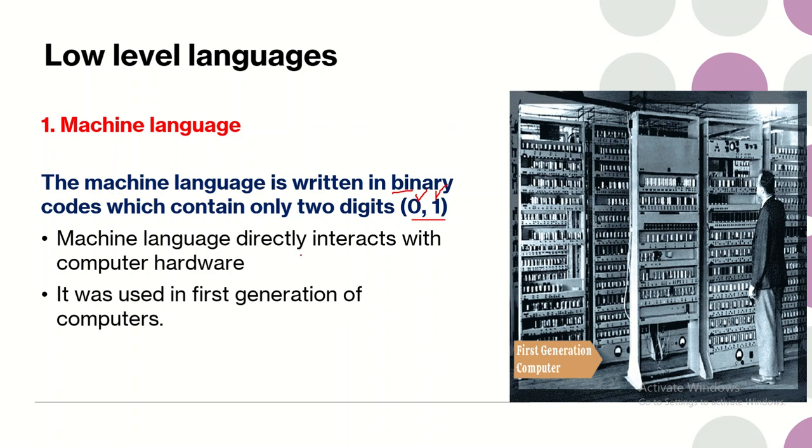Now machine language directly interacts with computer hardware, in which you have the processor, the memory and other hardware devices. It was used in the first generation of computers. So machine language was used in the first generation of computers.